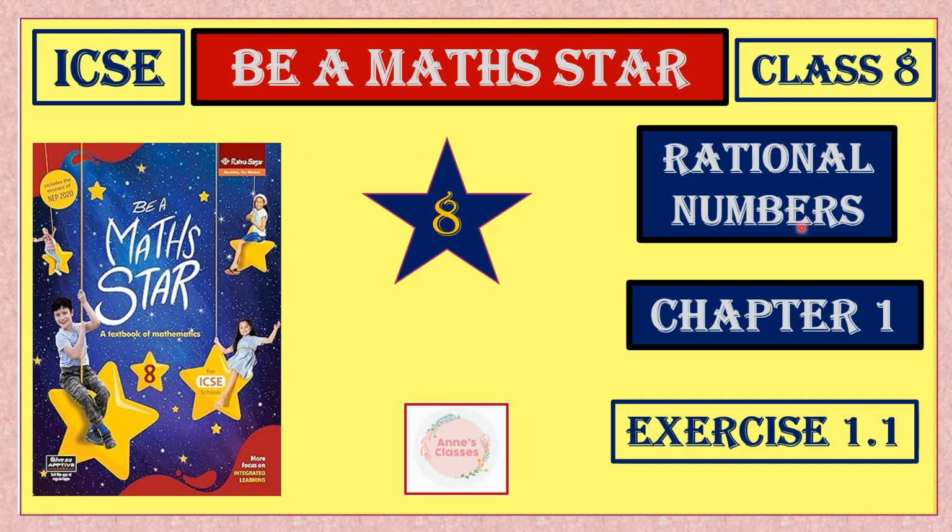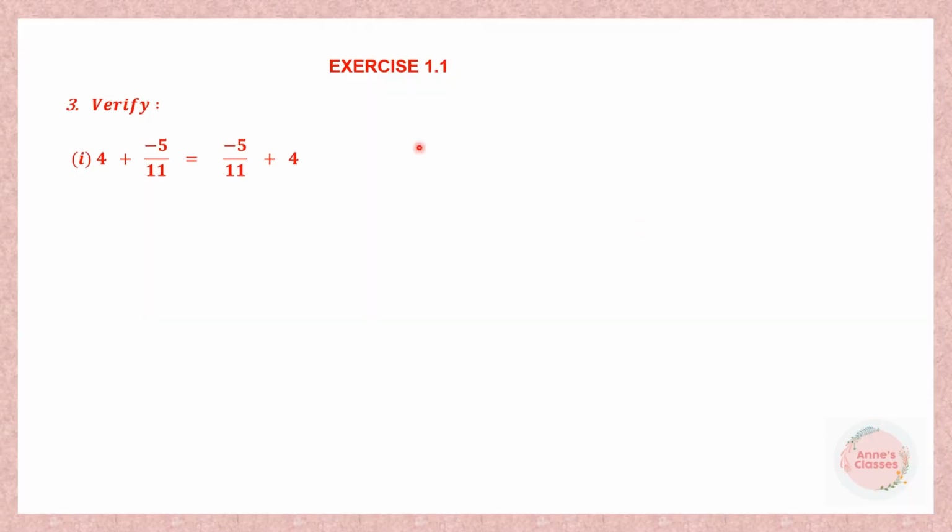Let's do rational numbers from the book Be a Math Star, and we are doing chapter 1, exercise 1.1. Question 3, verify. Now we have to verify this with the help of a property. Now how do we verify this? On the left hand side we have 4 plus minus 5 by 11, and on the right side we have minus 5 by 11 plus 4, and it says both the sides are equal.